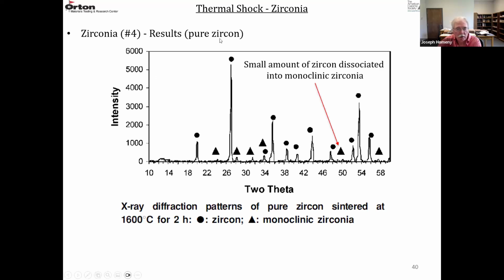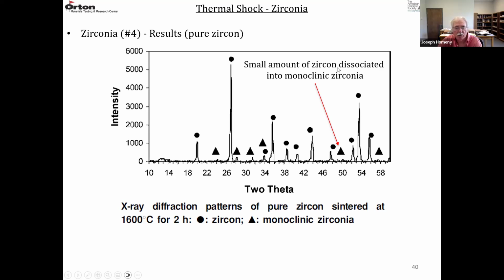So this is for pure zircon. This is intensity versus angle here for these different X-ray diffraction peaks. The solid circle is zircon, and then the triangle is monoclinic zirconia. So you can see how intense the peaks are with the circles. So it is primarily zircon, but there are some smaller peaks for monoclinic zirconia.